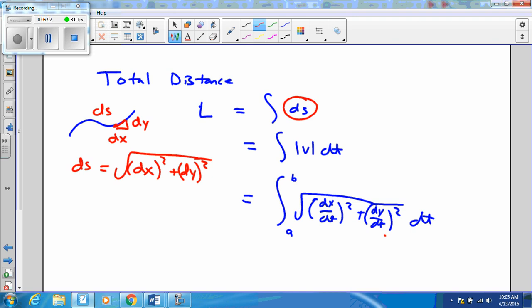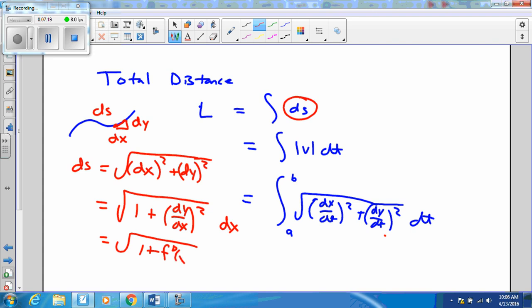And now by using a little bit of chain rule, we can express this in one of three ways which are equivalent to one another. One is that we can rewrite dy as dy dx times dx and factor out the root of dx squared. When we do, we get our first expression for ds, which is another way of saying it is root 1 plus f prime squared dx. Are we good with that so far?